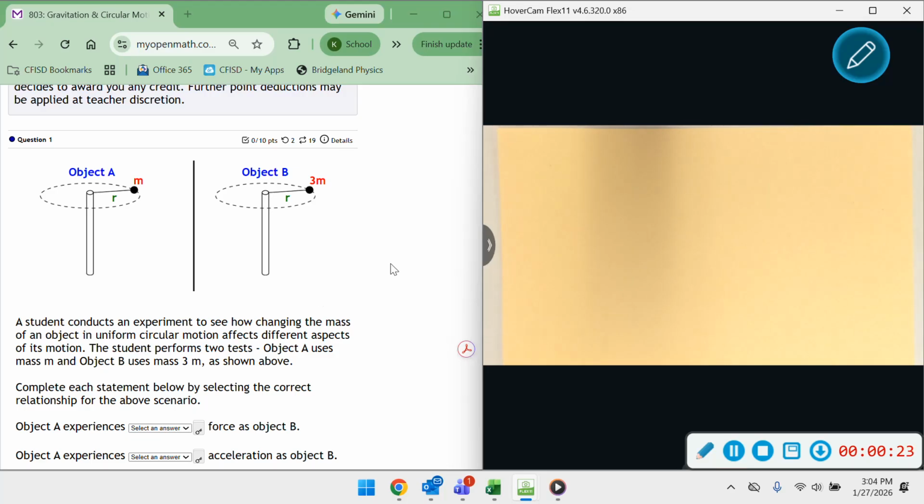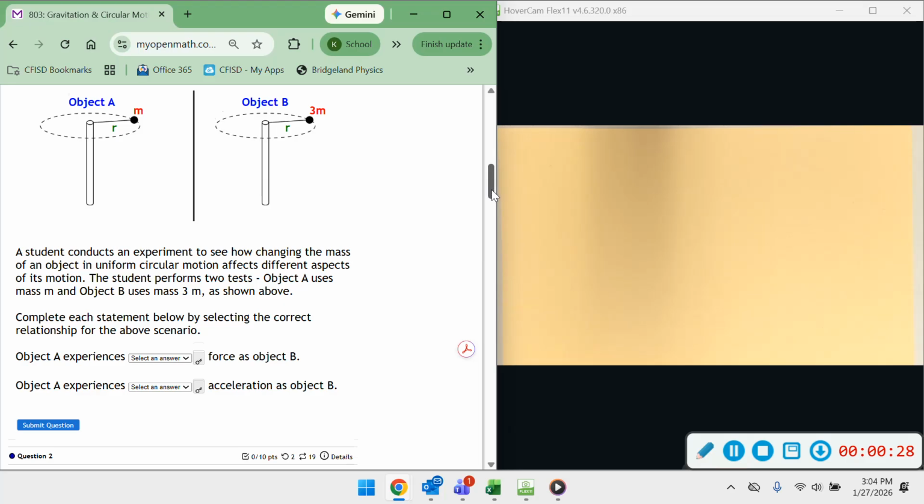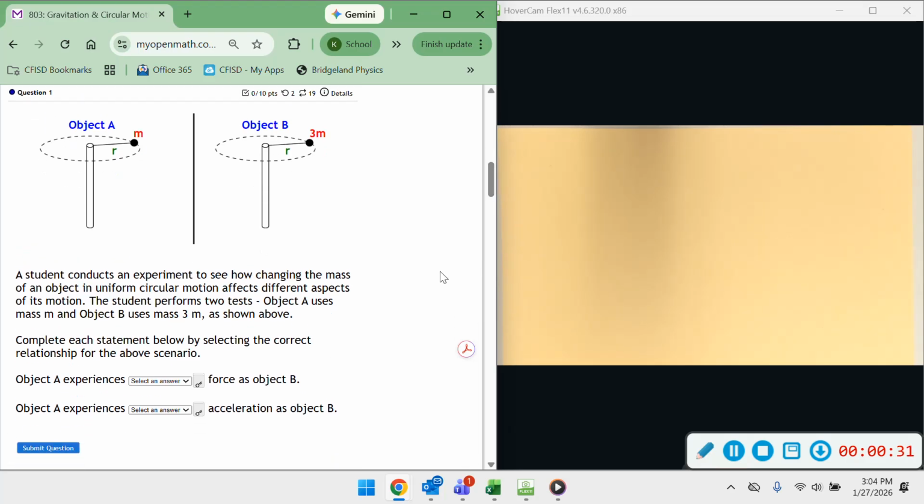The first question looks like this, and it says, a student conducts an experiment to see how changing the mass of an object in uniform circular motion affects different aspects of its motion. The student performs two tests. Object A uses mass m and object B uses mass 3m as shown above. So again, you can see in the picture that object A has mass m, object B has mass 3m, and otherwise everything else appears to be the same. And then it tells us to complete each statement below by selecting the correct relationship for the above scenario.